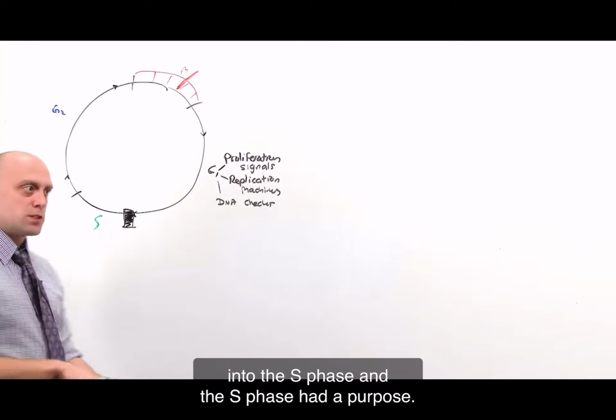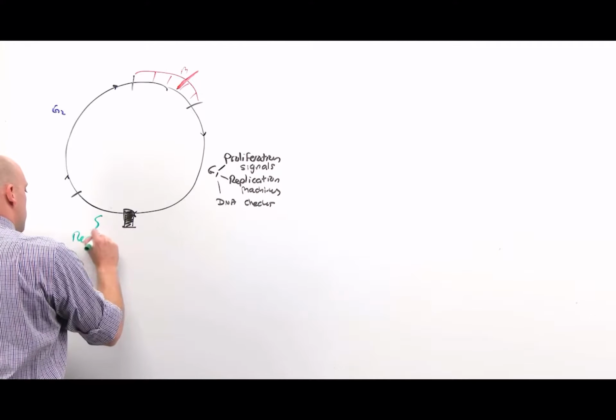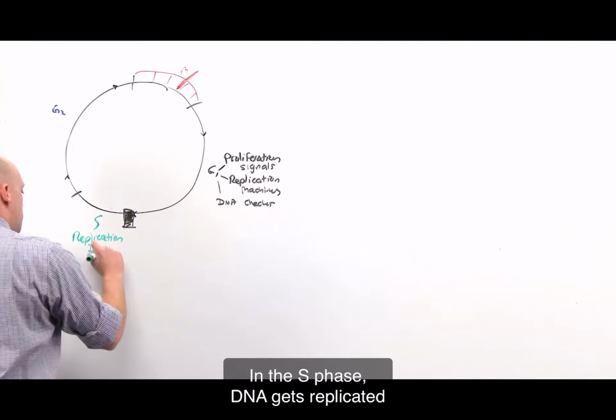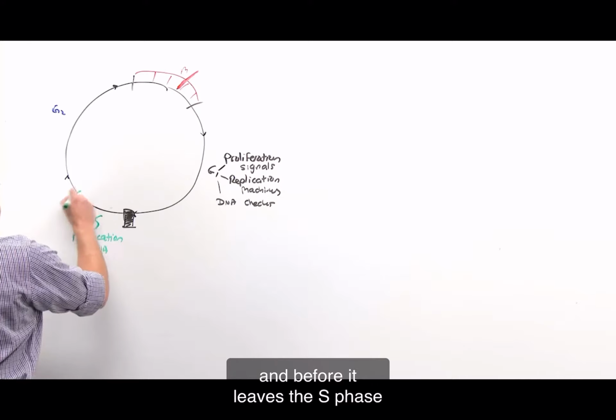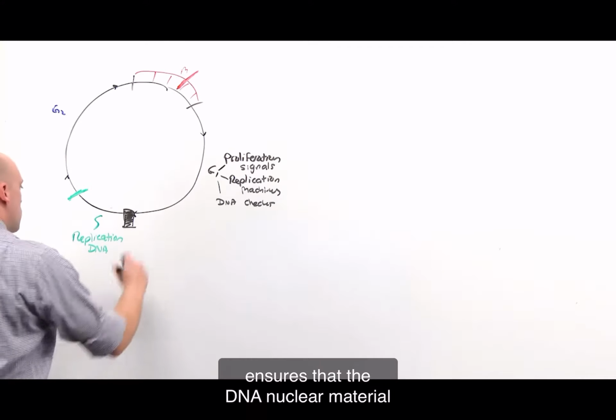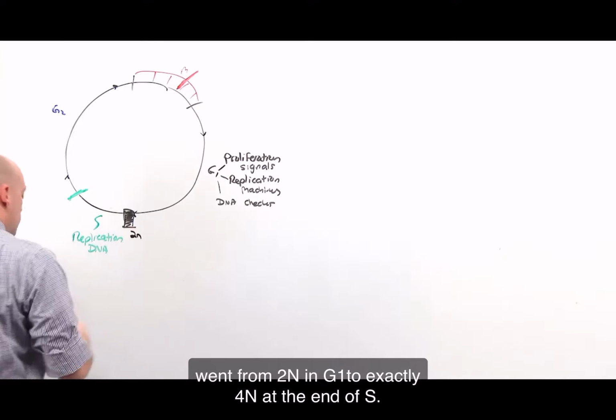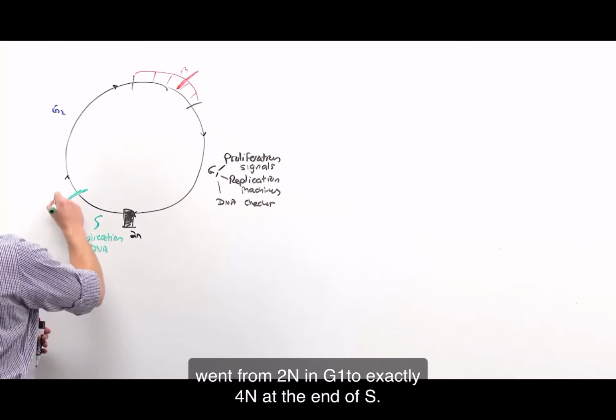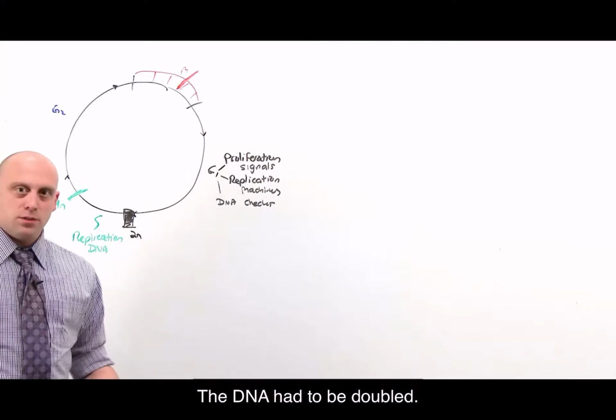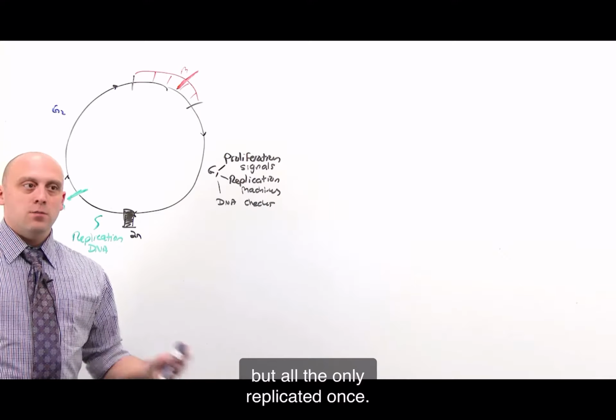And the S phase had a purpose. The S phase is replication. And in the S phase, DNA gets replicated. And before it leaves the S phase, it ensures that the DNA nuclear material went from 2N in G1 to exactly 4N at the end of S. Right? The DNA had to be doubled, exactly, all the DNA replicated, but all of it only replicated once.